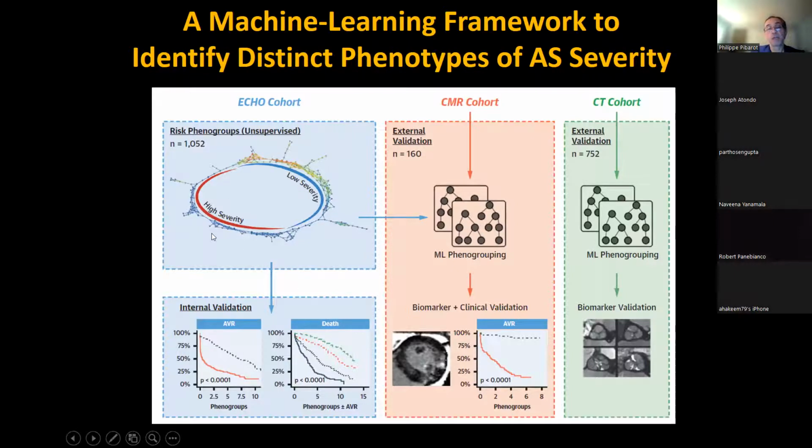The next step was to validate these two groups that have been identified by the artificial intelligence algorithm and see if it would predict prognosis and different endpoints. And it was spectacular. It predicted very well the risk of AVR, the risk of death, the presence of myocardial fibrosis on MRI, and the extent of aortic valve calcification. So several validations, making this paper, I think, very robust.